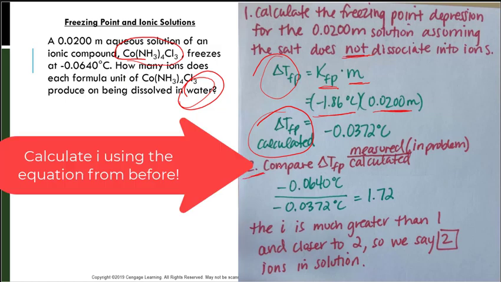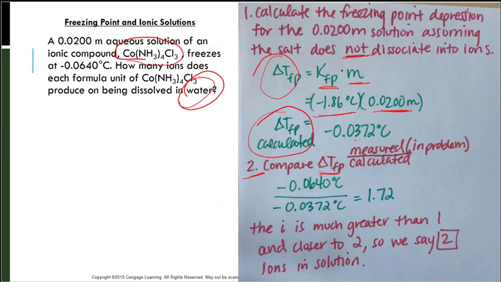Now let's compare those delta T, the freezing point depressions. We're going to take our measured value that we were given divided by our calculated value. We are given negative 0.0640. That's our numerator. We calculated the denominator, and I got 1.72. So the i, the van 't Hoff factor, is much greater than 1. It's closer to 2. We're going to round it to 2 and say that there's 2 ions in solution.